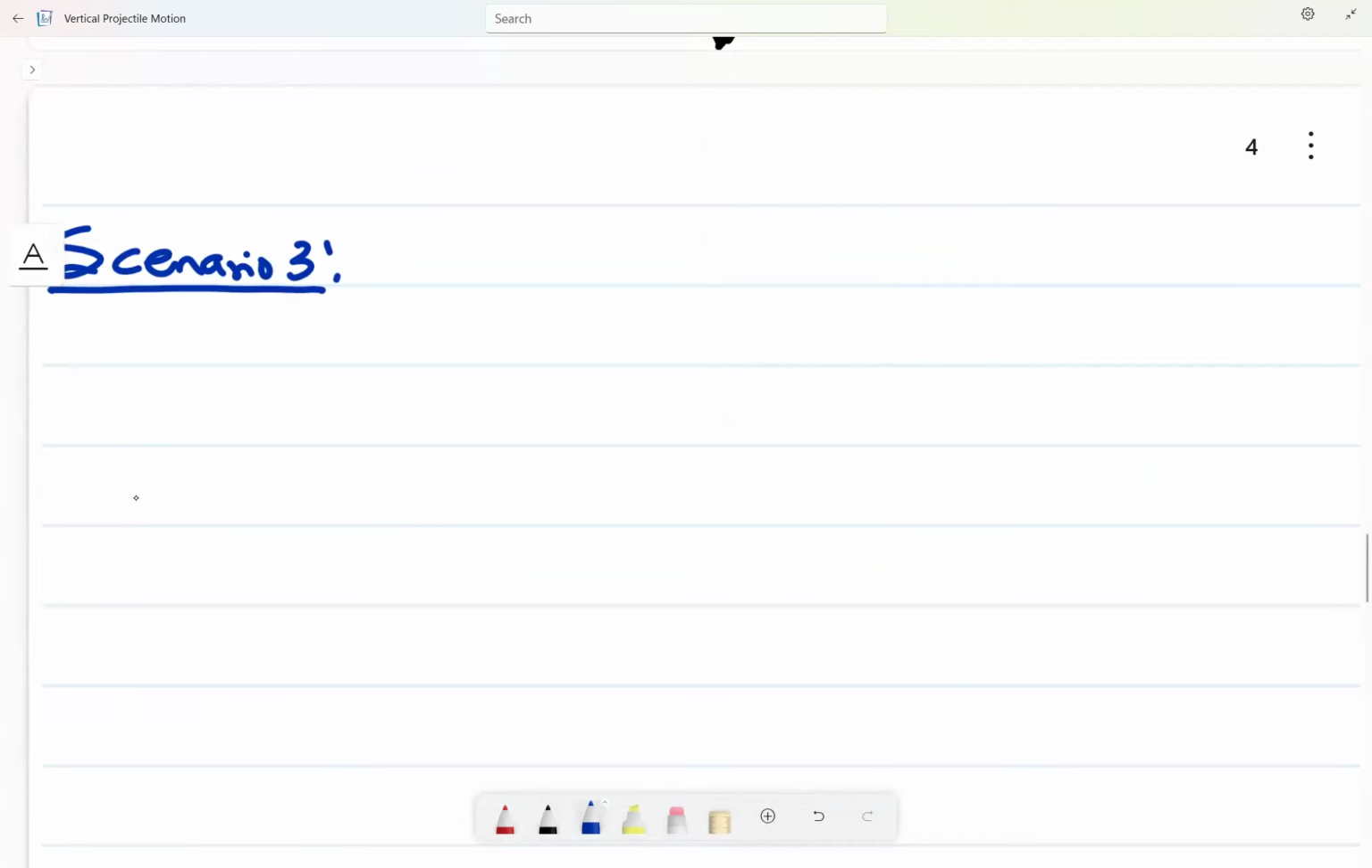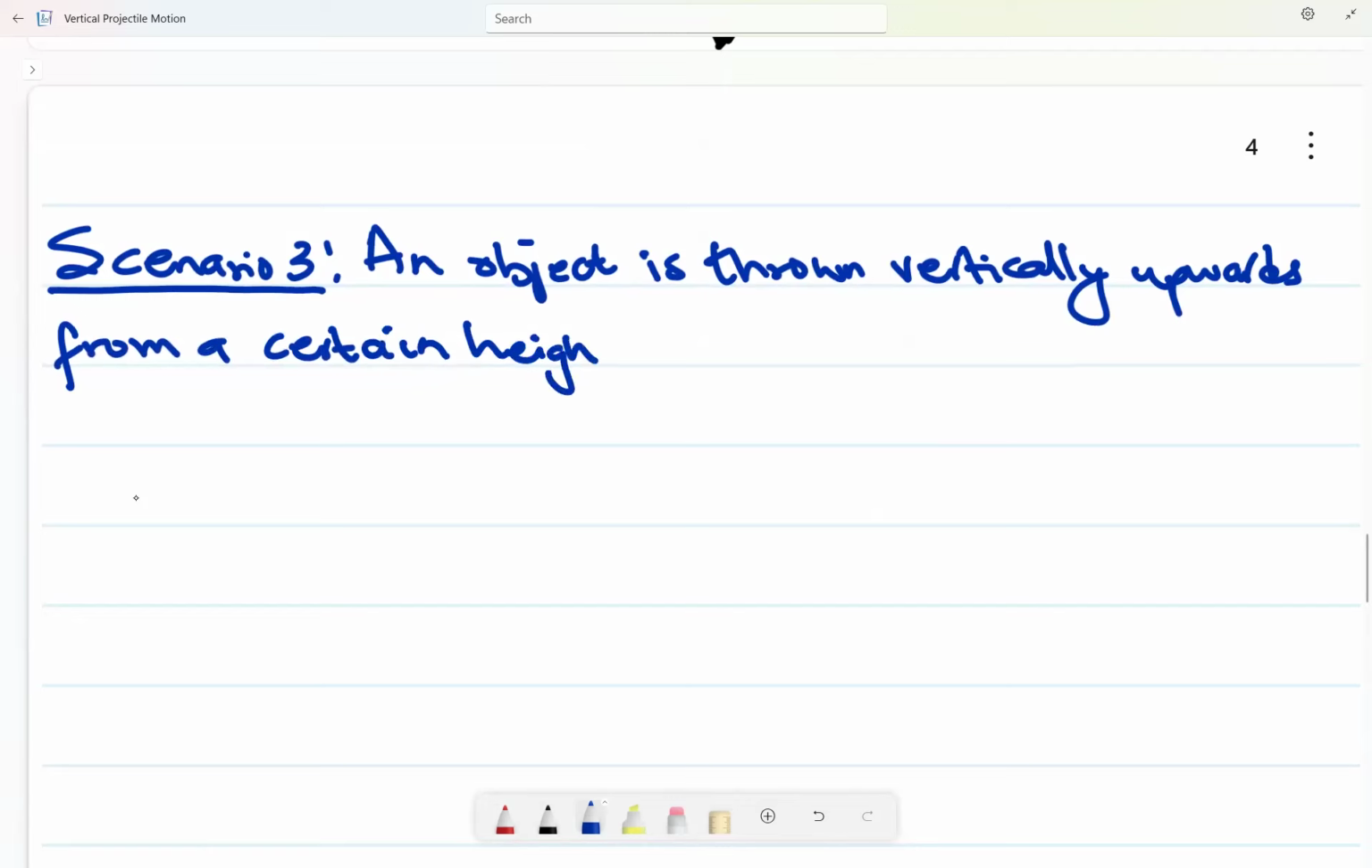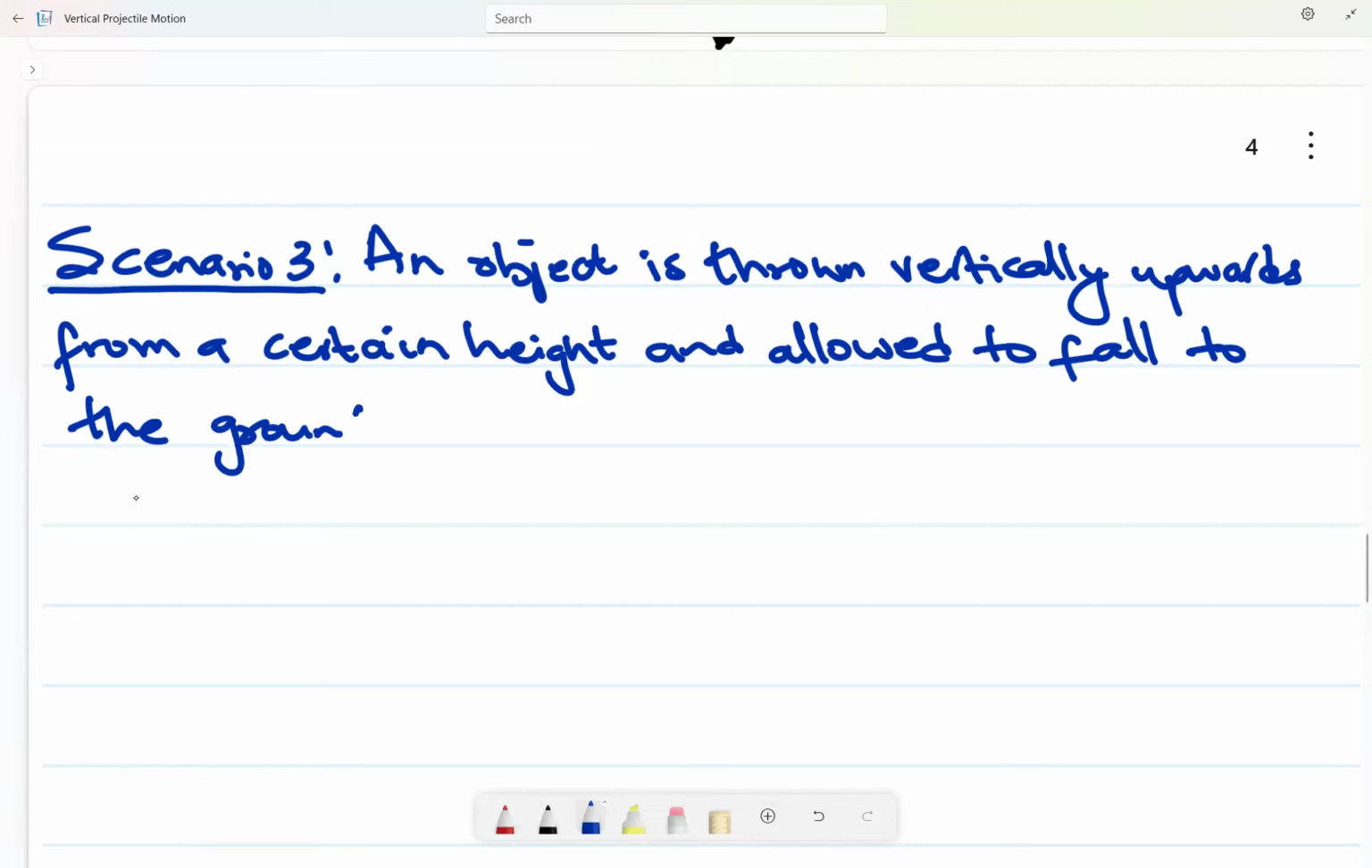The third scenario says an object is thrown vertically upward from a certain height and allowed to fall to the ground. Okay? What do they mean by that?